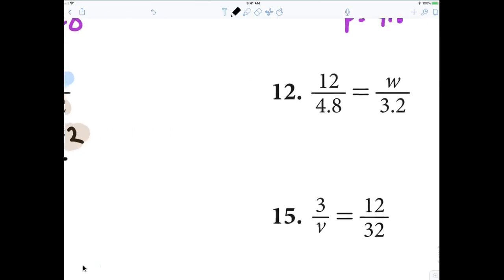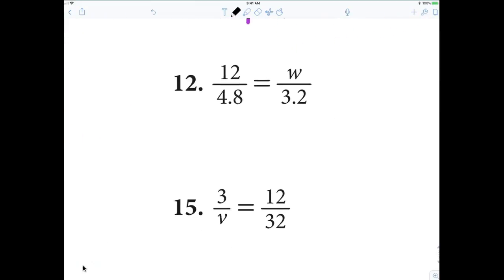All right, so let's take a look at number 12. Cross multiply again. 4.8W is equal to, what's 12 times 3.2? 38.4. And so when we divide, W is what? 8. All right, 8. Everybody feeling pretty good about it? Anybody have any issues?